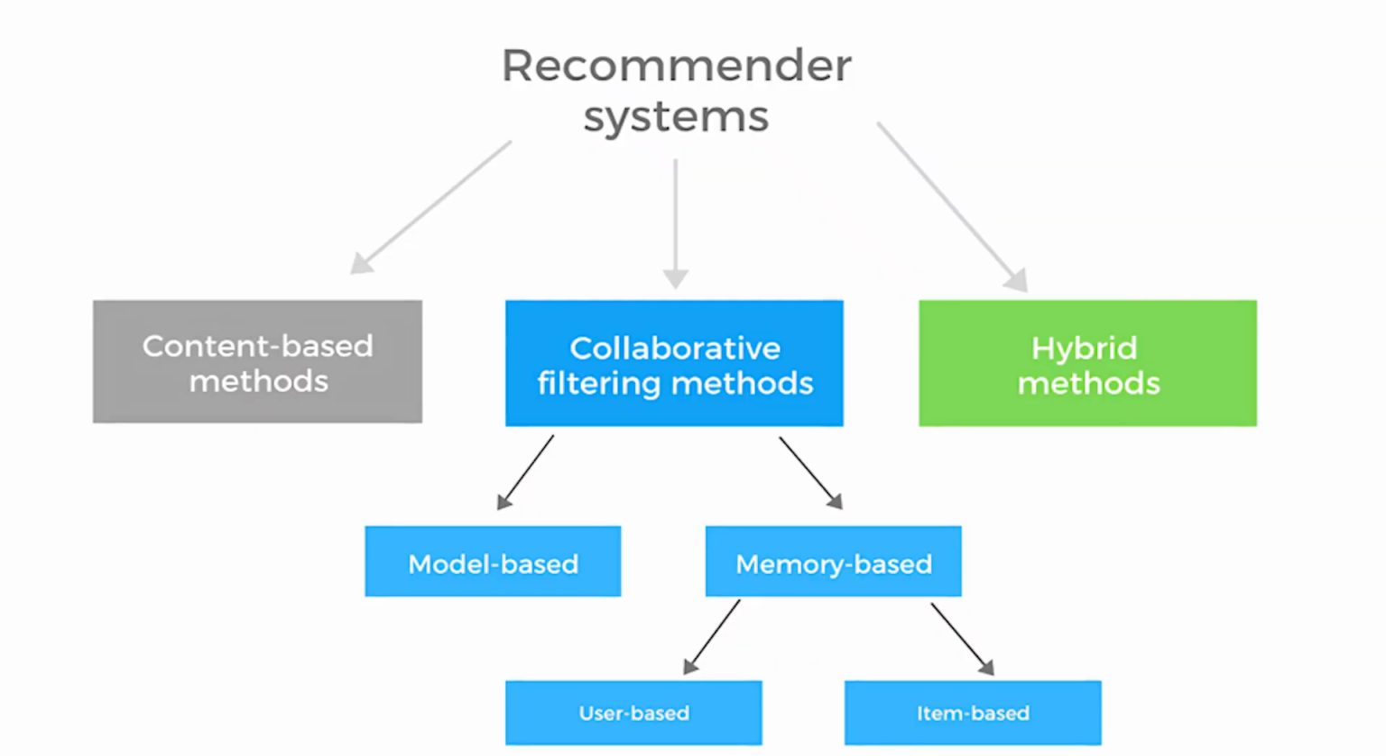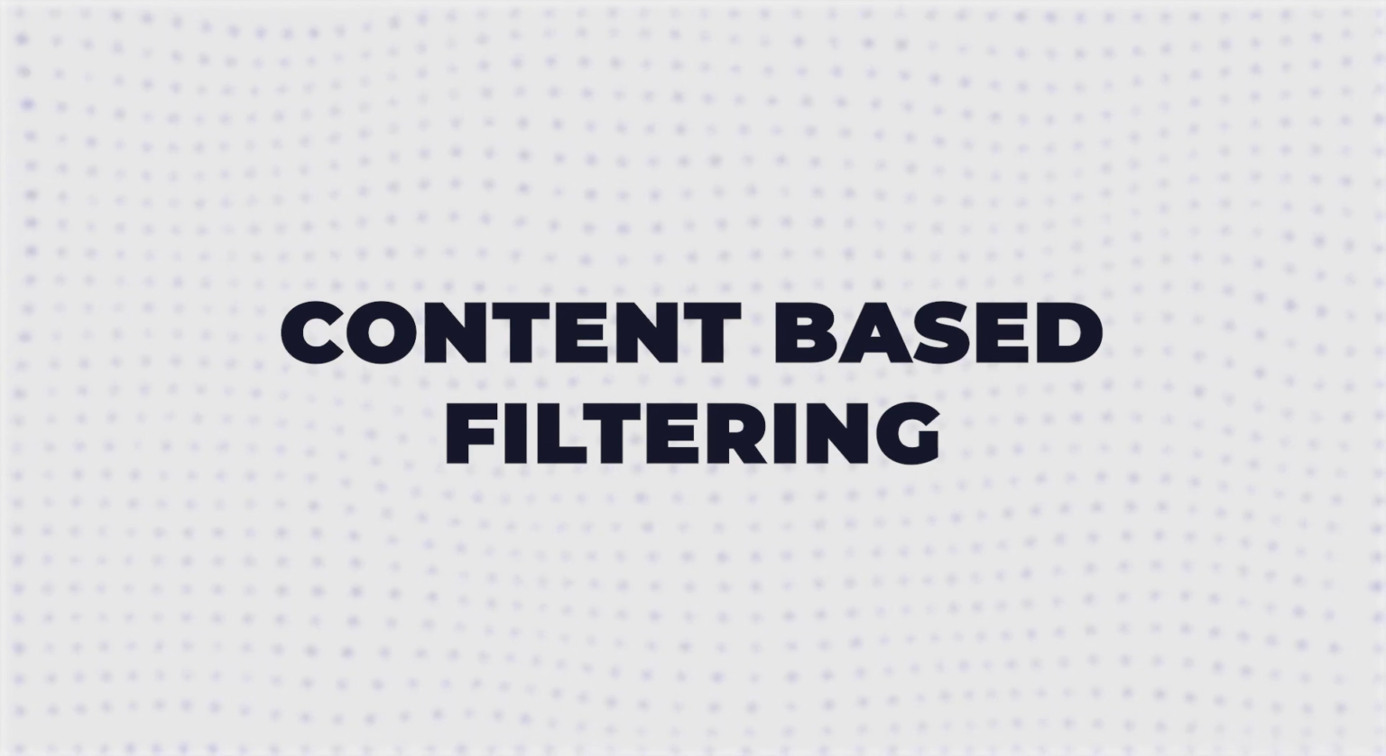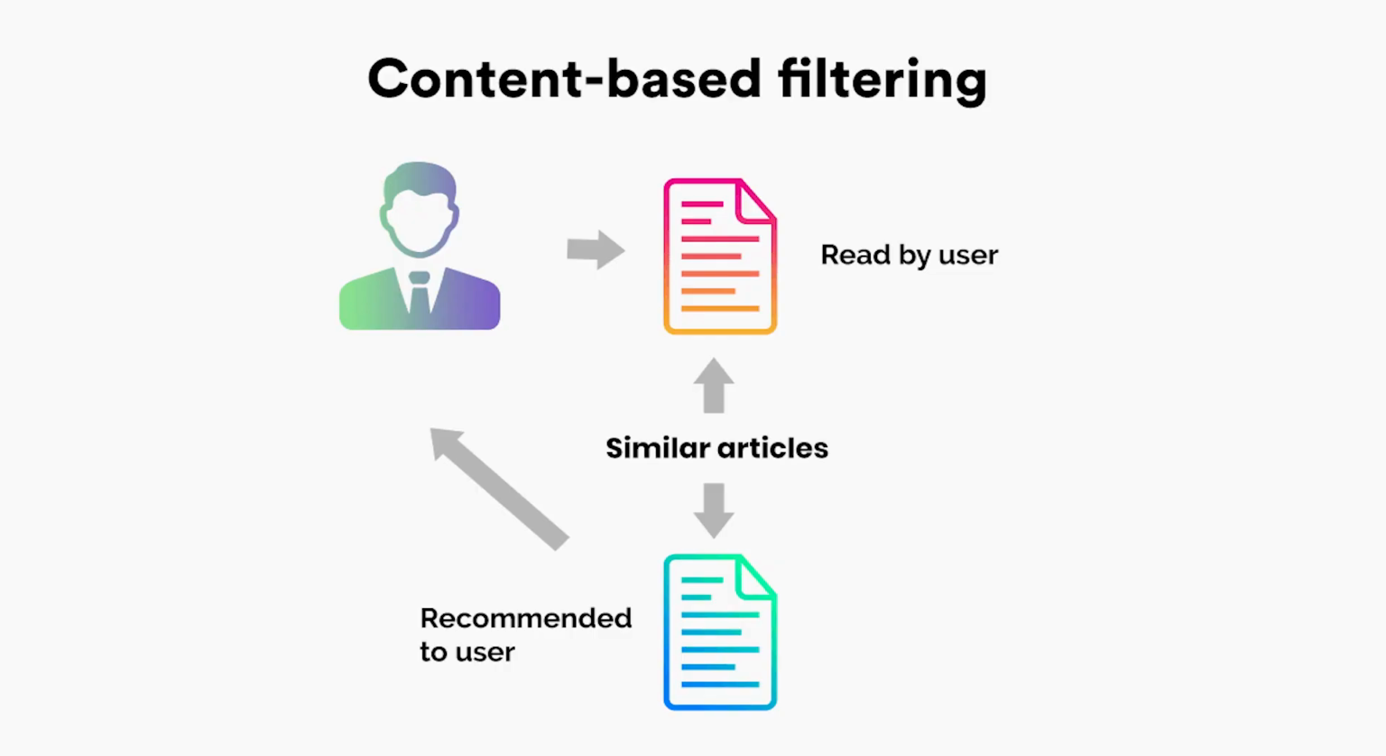Recommender systems come in various flavors, primarily categorized into three types: content-based filtering, collaborative filtering, and hybrid methods. Let's break down each one. Content-based filtering recommends items similar to those the user has shown interest in, based on item features. For example, if you like a sci-fi movie, it will recommend other sci-fi movies.